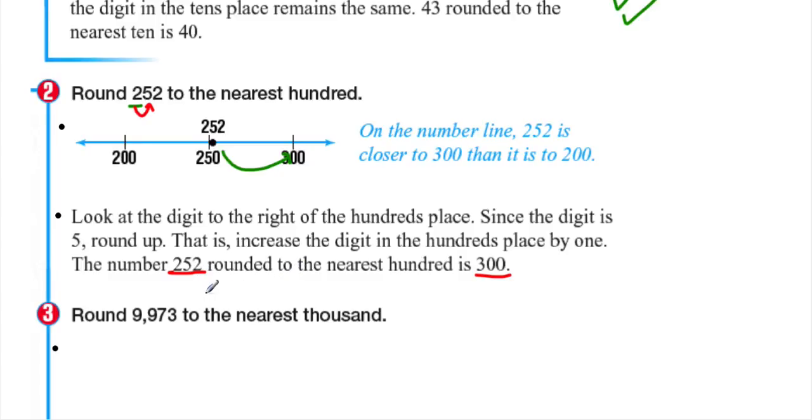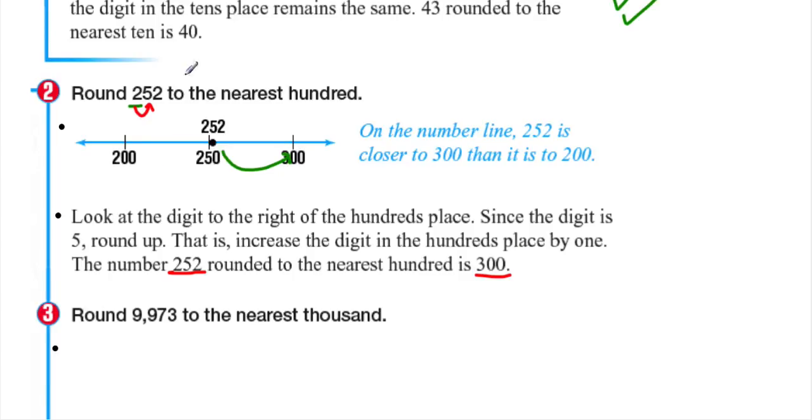I forgot to tell you that after you increase the number to 3, you need to add zeros after that number. Okay? And that is example number 2.